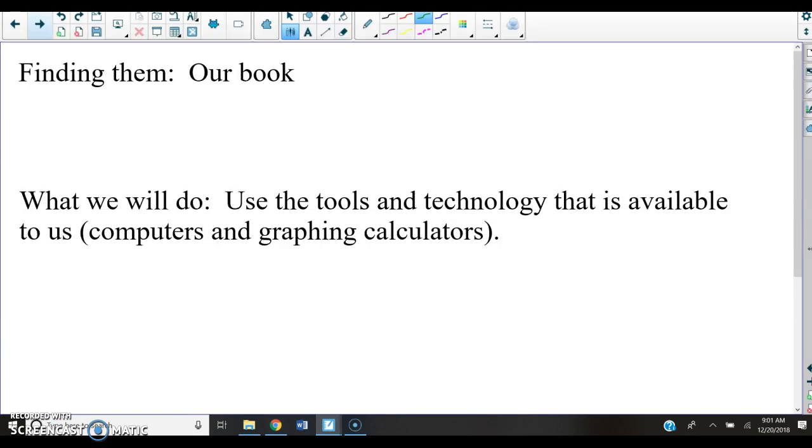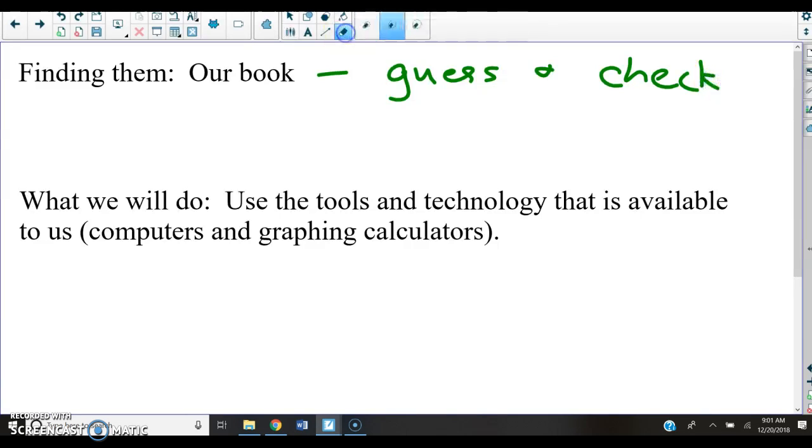Okay, so now once you have your possible rational roots, our book is saying, okay, here's what you do to find them. You list them all out, and then you guess and check. I have never been fond of guess and check. It is annoying. It is time consuming. It is so easy to guess wrong. So what we're going to do is you're going to learn how to use your graphing calculator, because that's what you'll get to use on your test.